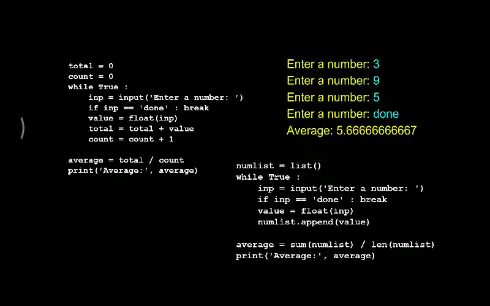Num list equal to, you will create an empty list first, then while true, inp equal to input of enter number. If input equal to done, break as usual, value equal to float of input, num list dot append of value. So whatever the value is, that will be added to the list every time. Now once those values are added in the list, directly from the list what we can calculate is average. Average equal to sum of num list divided by length of num list, which will give you average.